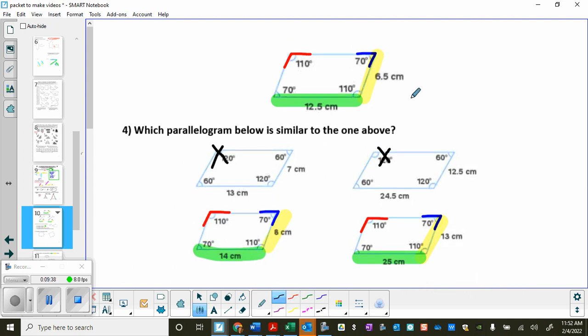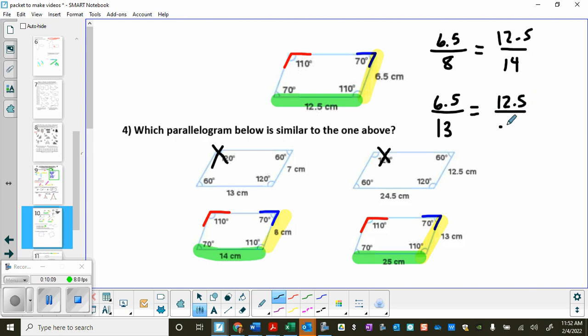All right. So basically, if I go yellow to yellow, one thing I'm saying is that the 6.5 could turn into an 8, or the 6.5 could turn into the 13. We don't know which one yet. Now I'm going to go green to green. So this side, the 12.5 matches up with a 14. And down here, the 12.5 matches up with a 25. We're just going to cross multiply and divide, and only one of these will give us the same answer, and that's how we know which one's proportional.